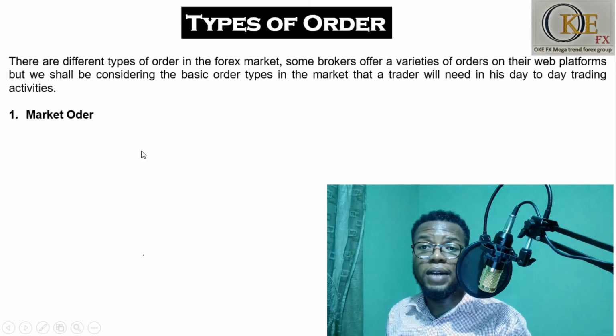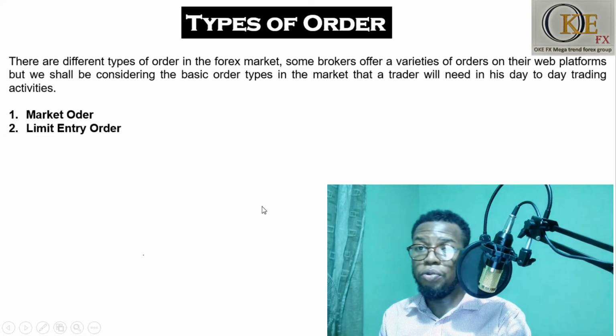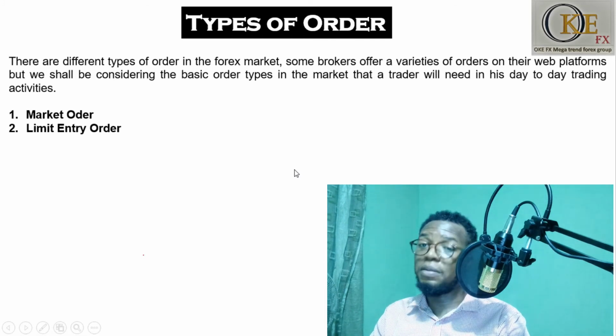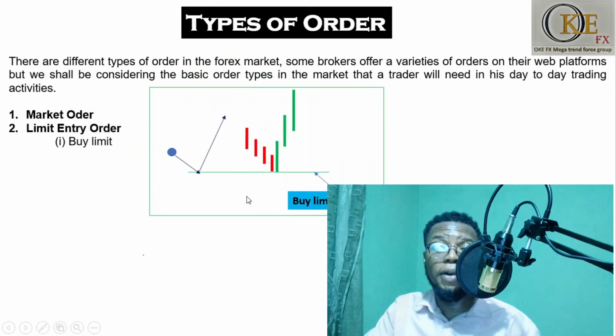Now limit entry order. We set this in as a limit order because whenever it is assumed that, okay, don't worry, when I get to the chart I will show you how this thing works. So for a limit order, you are speculating that the price will get to a particular place before it begins to go up or go down again. So at that particular place you can set a limit order. Under limit order, there are two types: buy limit order and sell limit order. Now let me use this graph as an illustration before we get to the chart to show you practically how it is done.